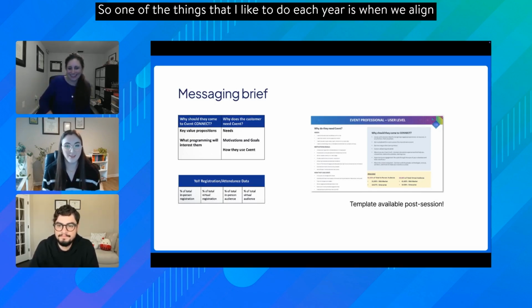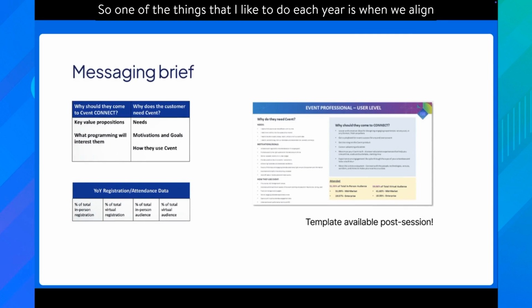Definitely. So one of the things that I like to do each year is when we align on those business objectives is to write it down and document it. So this is going to be a really great resource for you as an event marketer. You want to make sure that you're documenting who your target audience is for this year, and then also what are the key value propositions and programming that will interest them at your event. So get down to the basics. Why are we hosting this event and who is it for?